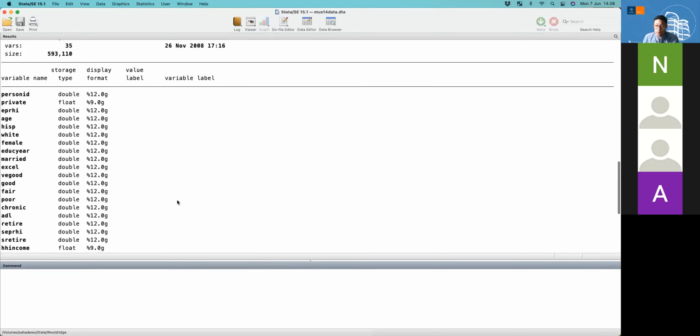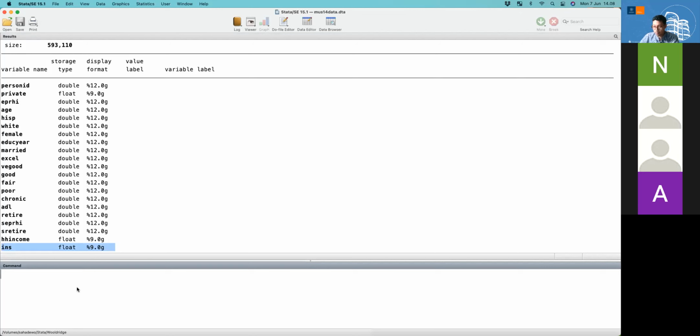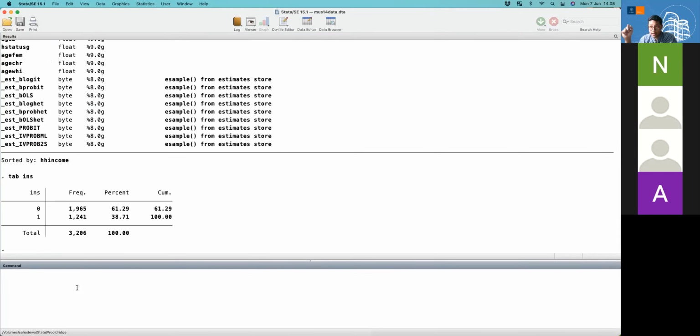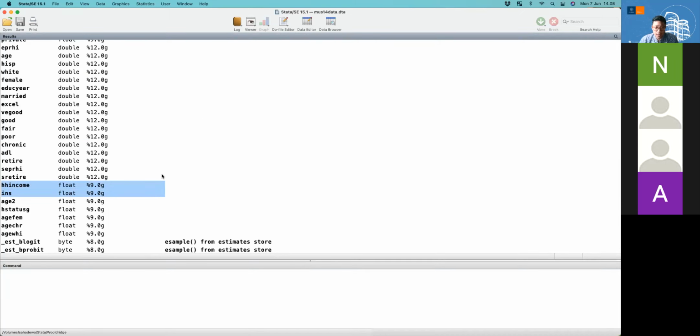The variable that we're mostly interested in is whether or not an individual has private insurance. So ins is going to be equal to 1 if you have private insurance, and 0 if you do not have private insurance. You're interested in looking at the relationship between household income and the probability of having insurance. Of course, you also want to add several variables of interest. That's going to be something that we're going to do.